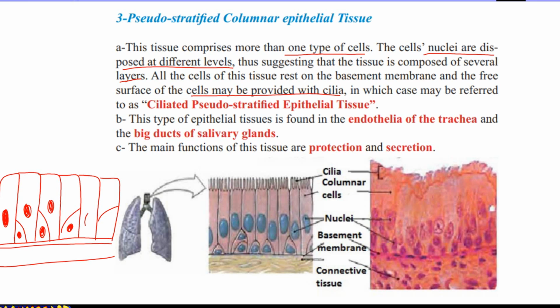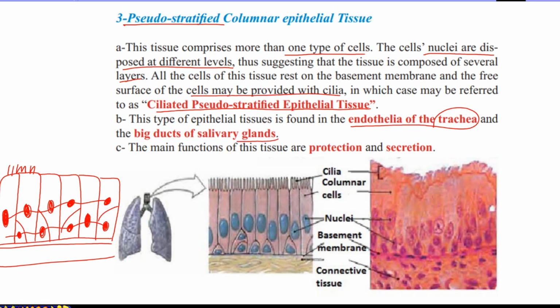Because under the microscope the plasma membrane is unseen, what we see is the nucleus, so we count the number of layers according to the layers of nuclei. So when we look at this under the microscope, it looks like there is more than one layer of cells, so it has the name pseudostratified columnar epithelial tissue. It may be provided with cilia. In that case we call it ciliated pseudostratified epithelial tissue, like in the epithelium of the trachea, the air tube.